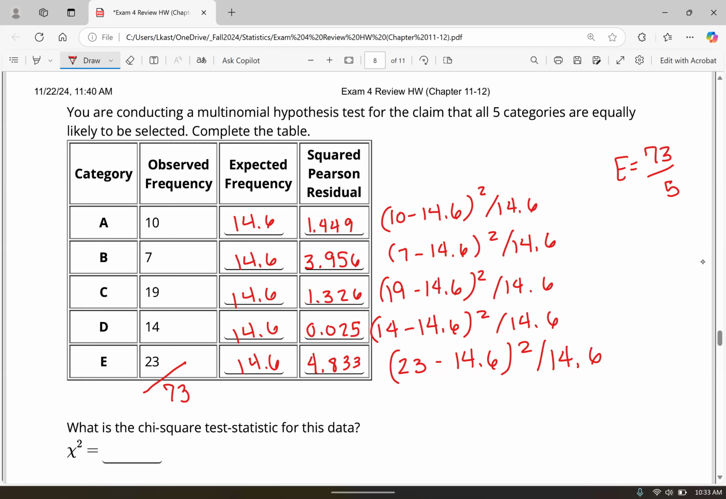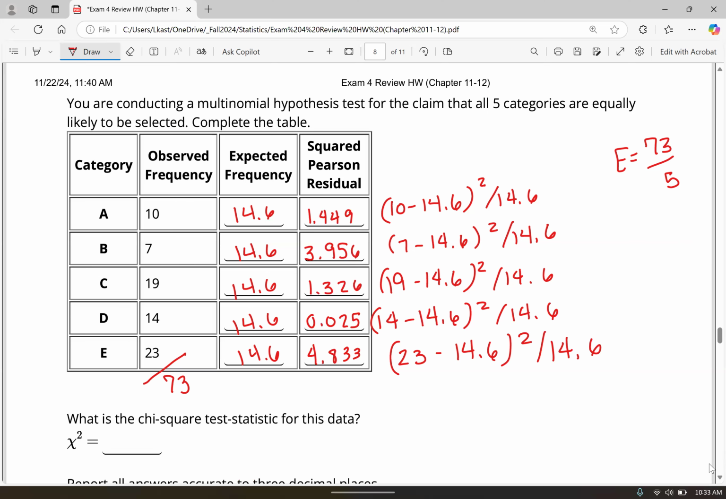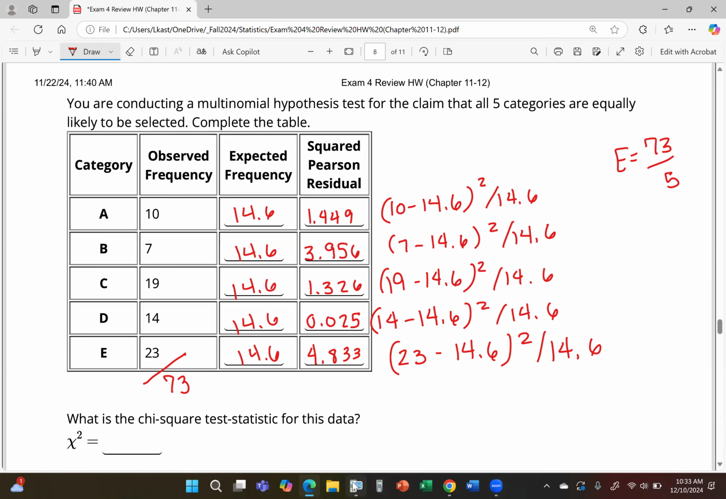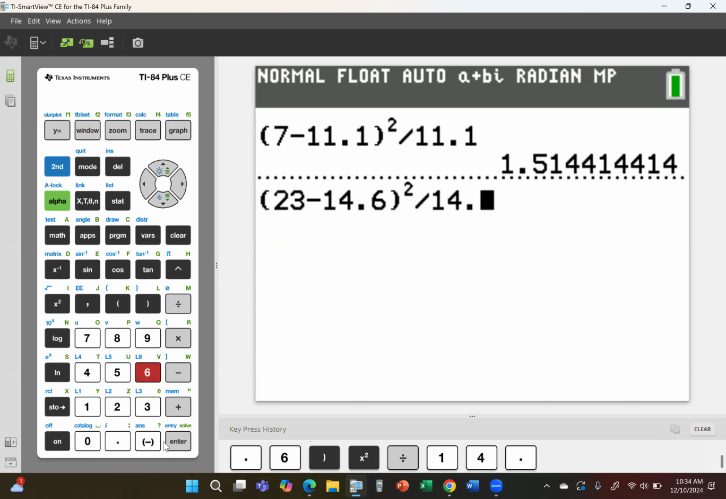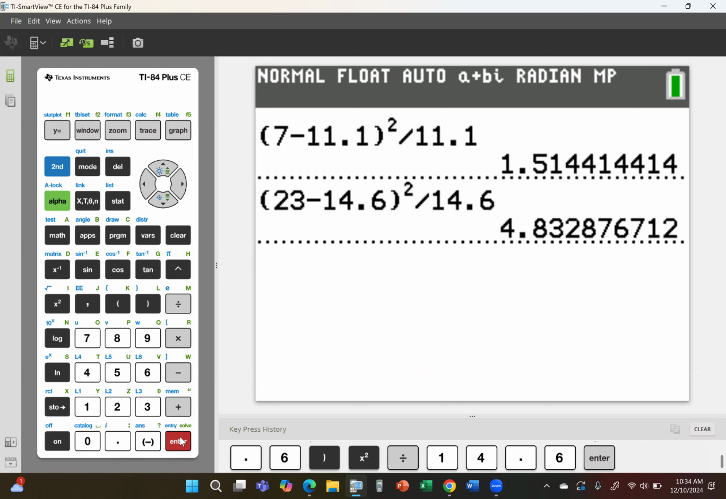So I'm gonna do that last one. 23 minus 14.6 squared divided by 14.6. So 23 minus 14.6. Close those parentheses, square that quantity, and divide that by 14.6. 4.833. So I can read my handwriting.